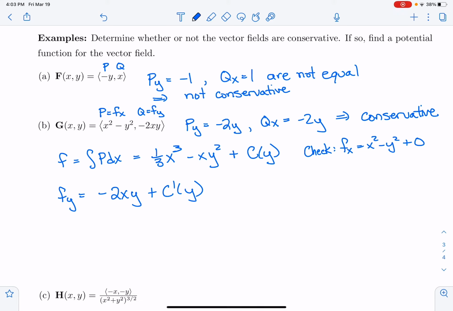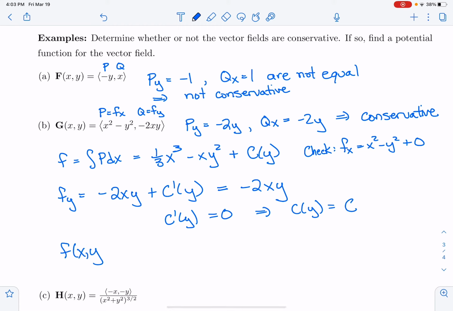But I know that the derivative of f with respect to y is supposed to equal q. So that's supposed to equal negative 2xy. So that tells me that c prime of y must be 0. And that in turn tells me that c of y, a function whose derivative is 0, is just a constant.